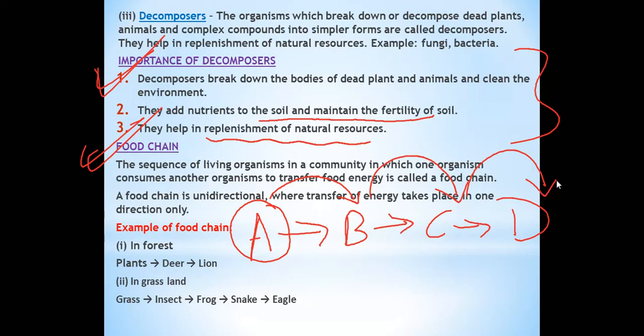So in a food chain, what happens? Transfer of energy will always be in one direction. Means flow of energy will always take place in one direction, in this direction. In reverse order, it is not possible at all. Always the energy will flow from one direction only. It is unidirectional.